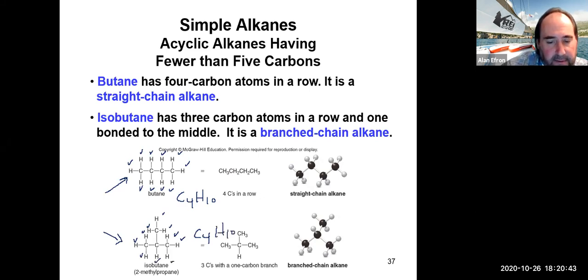So you may go, well, these are definitely the same thing. And if we look at the structure here, this is 1 carbon, 2 carbons, 3 carbons, 4 carbons in a row, nothing else attached. This is what we call butane.